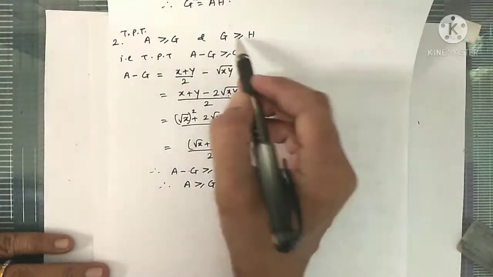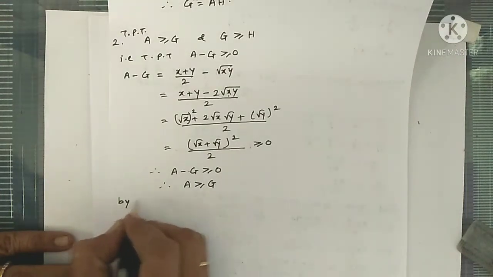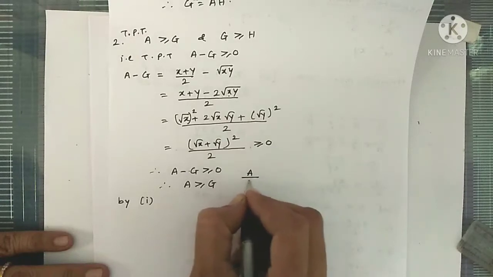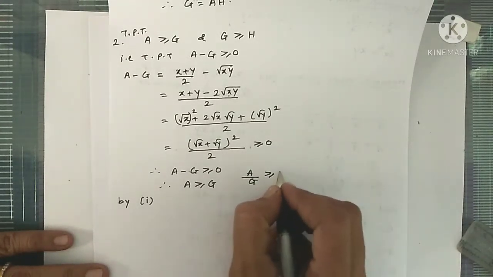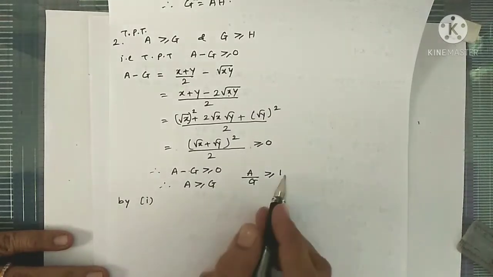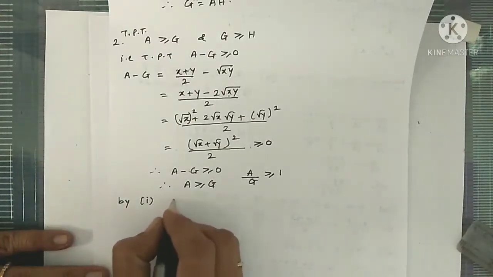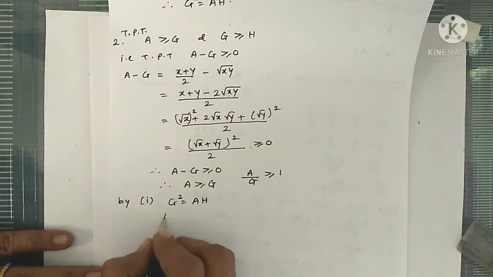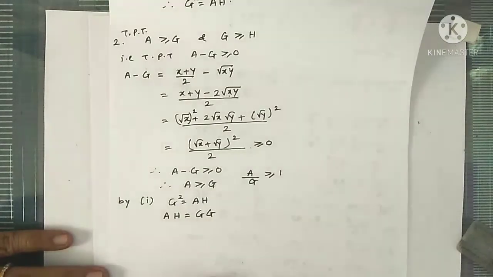Now let's prove the second part, g greater than or equal to h. Now by the first result, we have a is greater than or equal to g. That means, if we divide both sides by g, we get a upon g greater than or equal to 1, as g upon g is 1. Now by the first result, we have g square equal to ah. So let's write it like this, a into h. I am writing this side first, and then g square is g into g.